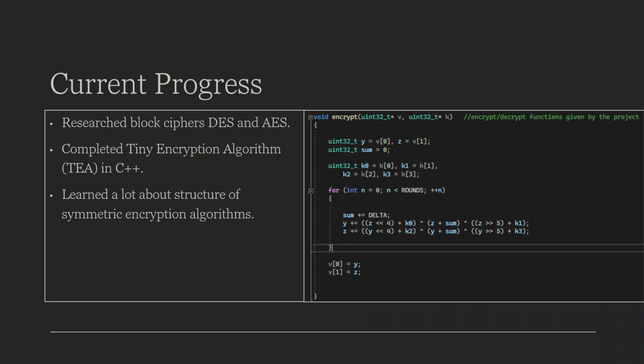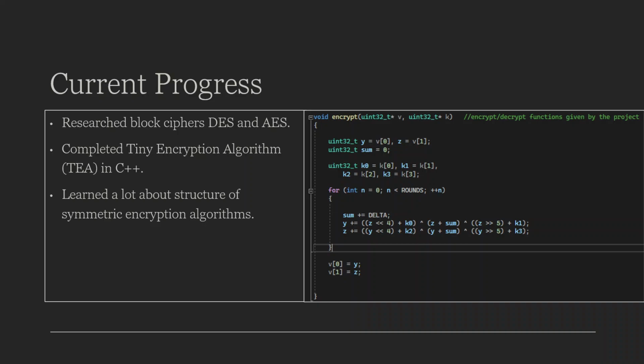So here I wanted to talk a little bit about my current progress. So far I've been researching the DES and AES block ciphers, and as part of a proof of concept, I worked to complete the Tiny Encryption Algorithm in C++.